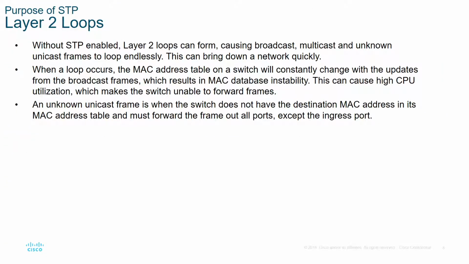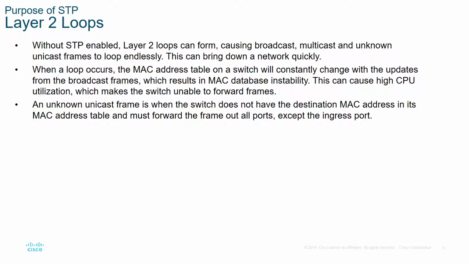So layer 2 loops. Without the spanning tree protocol enabled, layer 2 loops can form. They will cause broadcast, multicast, and unknown unicast frames to loop endlessly. This can bring down a network pretty quickly. Very quickly, in fact. When a loop occurs, the MAC address table on a switch will constantly change with the updates from the broadcast frames, which results in MAC database instability. This can cause high CPU utilization, which makes the switch unable to forward the frames. An unknown unicast frame is when the switch does not have the destination MAC address in its MAC address table and must forward the frame out of all ports except the ingress port.